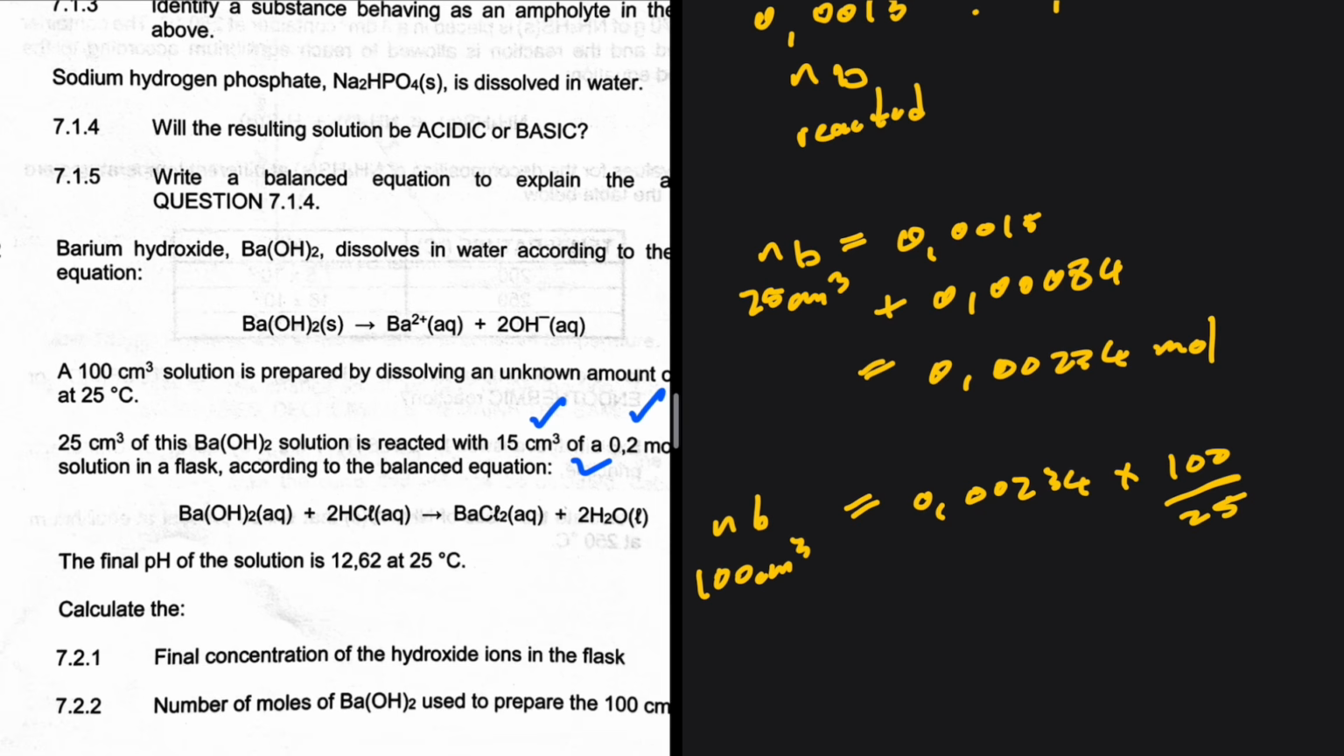Right, using 25 here just in case you find yourself in a scenario where you have 37.163, you can just multiply the total volume which you have started with divided by that which was used, so that you can find the number of moles in total. So let's see, 0.00234 multiplied by 4. So the number of moles of base in 100 centimeter cube is 0.0094 moles. There we go.